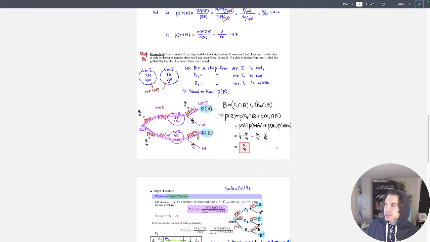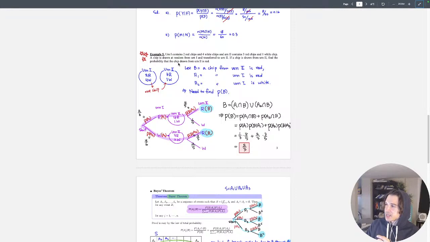So the way you could think about this is there is a 2 out of 6 chance that the chip drawn from urn 1 is going to be red, which means there's a 2 out of 6 chance that urn 2 has 4 red and 1 white. And there is a 4 out of 6 chance that urn 2 will have 3 red and 2 white. So you're going to want to multiply 2/6, which is just 1/3, times 4/5.